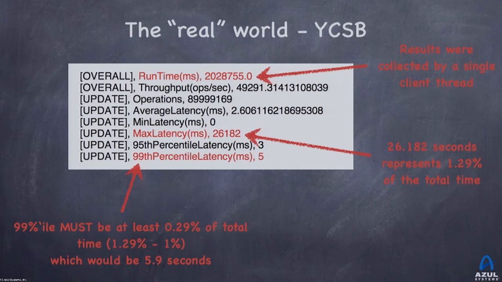Basically, 99th percentile leaves 1%. This is 1.29%, so the 99th percentile is at least 0.29% of the overall runtime. I can deduce that just from those two numbers. By the way, it's pretty lucky when I can, because often the coordinated omission is there, but it doesn't stare at you that badly. The reported 99th percentile for the benchmark is 5 milliseconds.